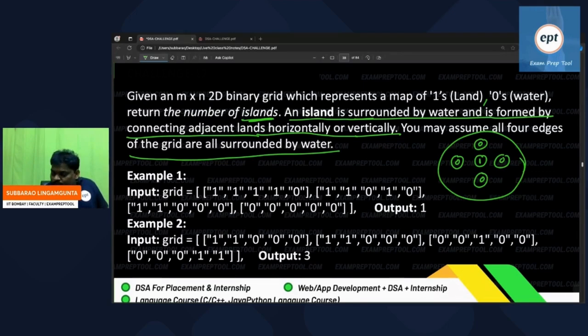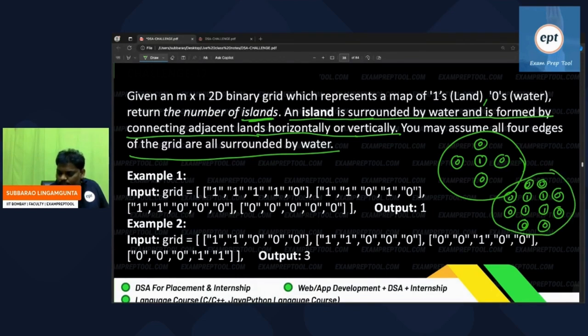Next one. Some people are asking, sir, what about this? One here, one here, one here. All the remaining sides are zeros. So this is one island. I think this is the land surrounded by water. So this is one island, and this is one island.